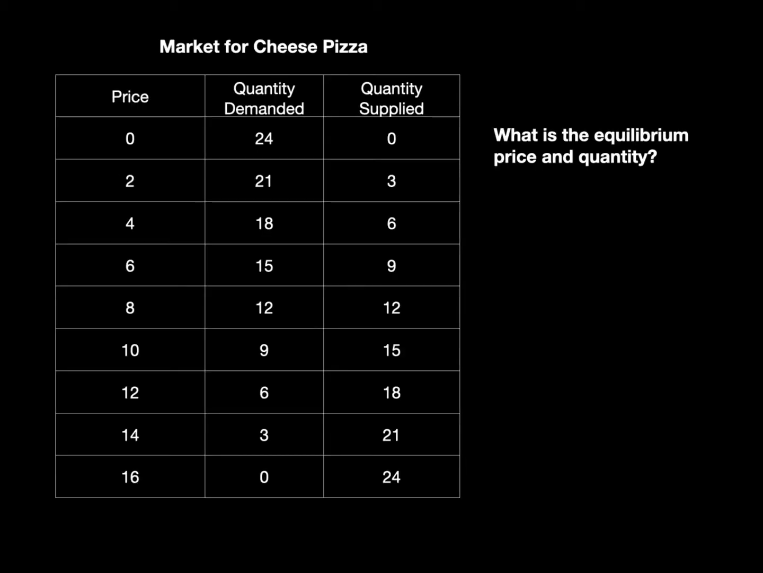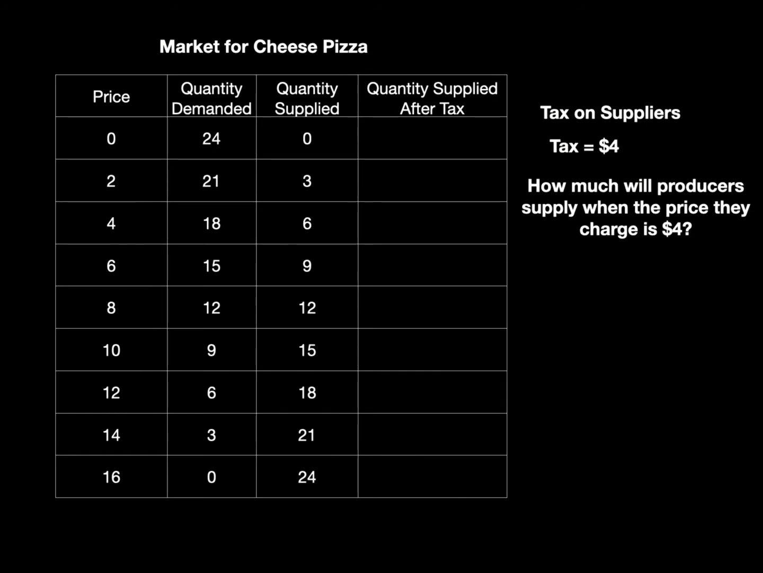Let's consider the hypothetical market for a cheese pizza. This table shows the demand schedule and the supply schedule for cheese pizza. What is the equilibrium price and quantity? Here you can see that the quantity supplied equals quantity demanded at a price of $8. Let's suppose that we impose a tax on suppliers of $4.